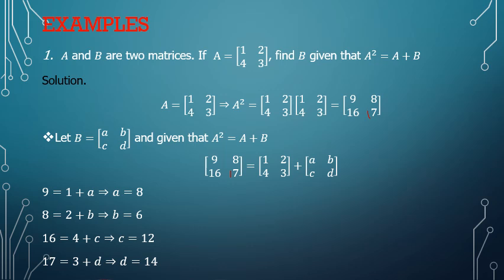Now, what will be matrix B? Matrix B consists of a, b, c, d in that order. So the answer will give us the matrix B equals [a, b; c, d], which will be equal to 8 for a, 6 for b, 12 for c, and then 14 for d. That will be the answer.